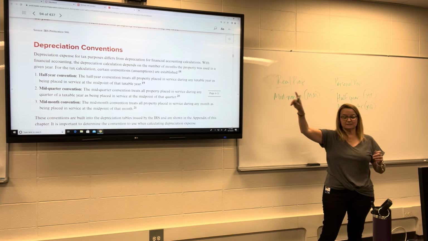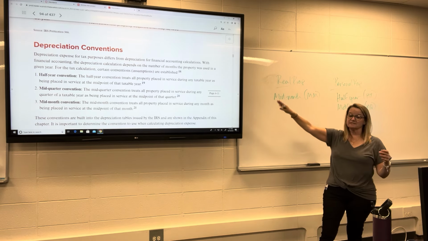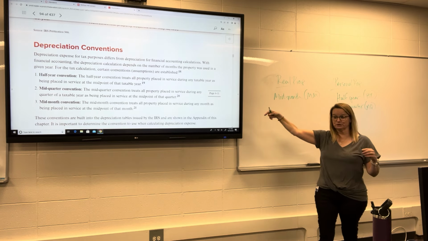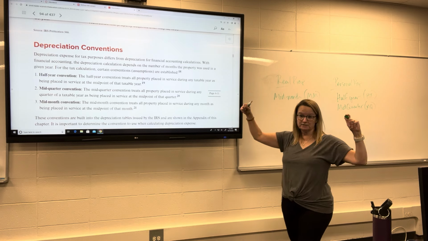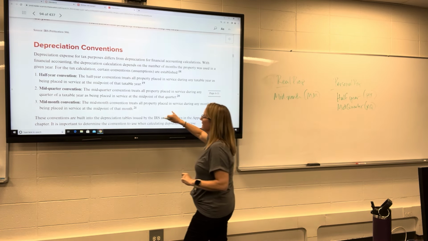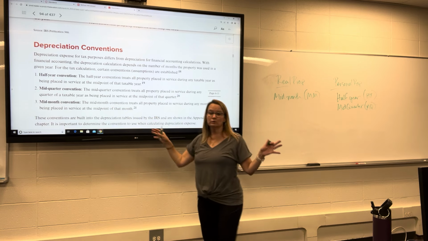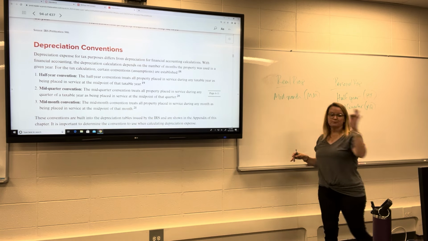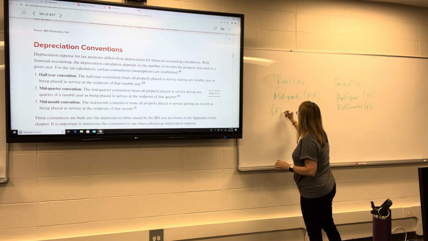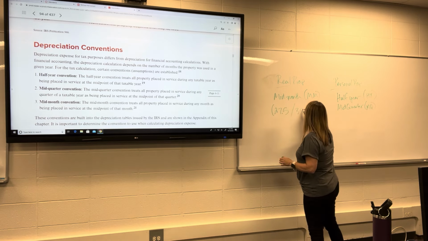Lucky for us, the book and the IRS have tables that we can use to determine how much we depreciate, what that percentage is that we need to use. We'll go through some of those calculations. Again, mid-month is only for real property. Personal property doesn't use it. So this is only going to be for 27 and a half or 39-year property.